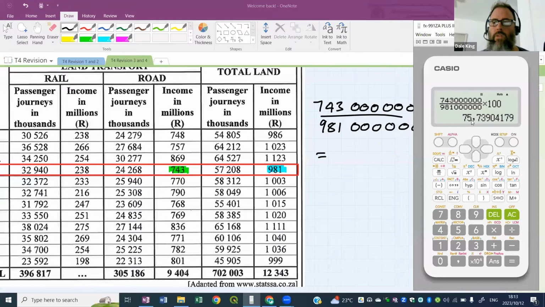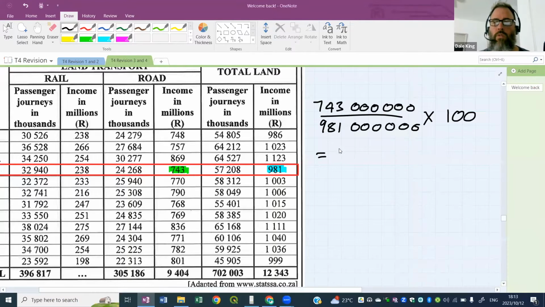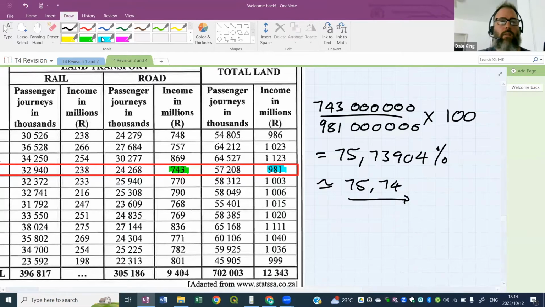Okay, 75,73904. There are other decimals. I'm going to leave it at the fifth one, a percent, and then we need to round this off to 75,74. Second decimal place, we're looking at the second decimal, which is a 3, and the 9 will change it to a 4. Well done. Good job.